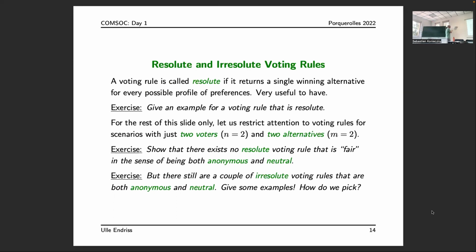And for the first, warm-up exercise: give me an example for a rule that is resolute. Anyone has an example? Maybe one we've seen already, or maybe one that you just invent in your mind. Yes. Dictatorship. What's a dictatorship? We say, for example, the first voter decides who wins. Yeah, so the first voter always decides who wins. That would be a terrible rule, but it would be resolute. So that's the one good thing that can be said about it.